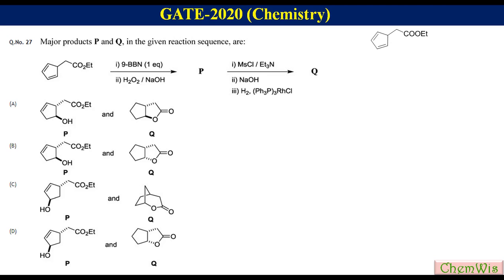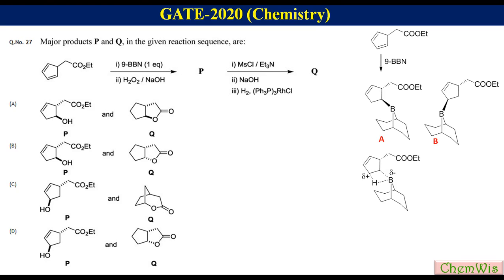In question number 27, we have to find the structure of P and Q. Cyclopentadiene undergoes 1,2 addition with 9-BBN. There are two possible 1,2 products, product A and B. This is the transition state for A and this is for B.